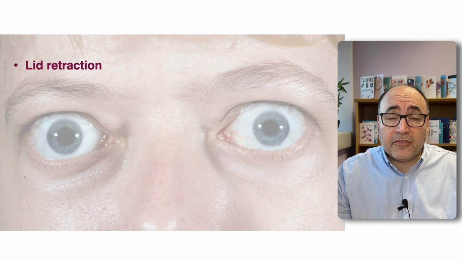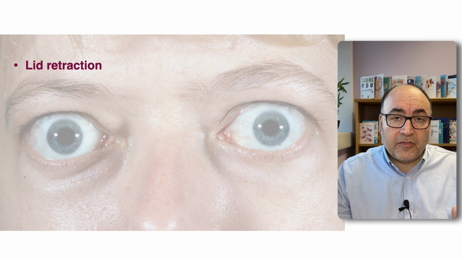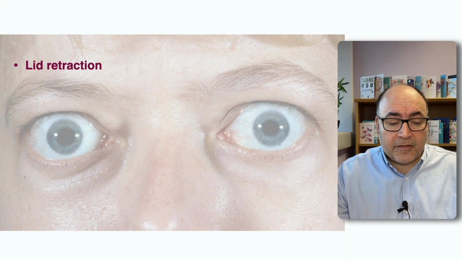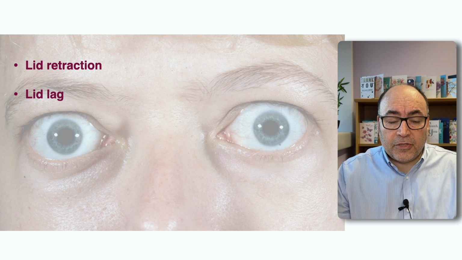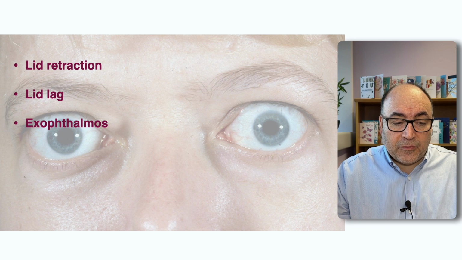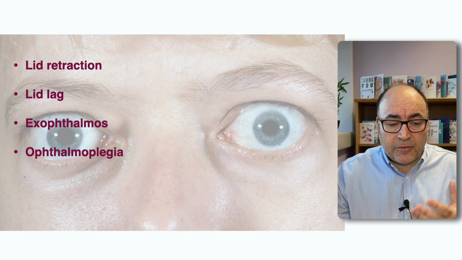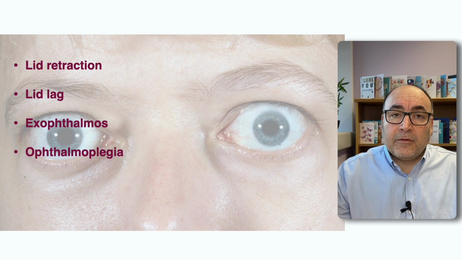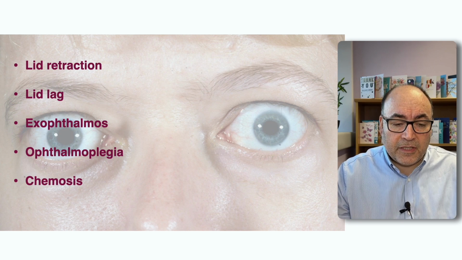Some of the other changes in the eye in the thyroid exam include lid retraction, as the name suggests, and this is a static thing. Its dynamic equivalent is lid lag, which I'll show you in the examination shortly. Exophthalmos, which we've mentioned. Then there's a degree of ophthalmoplegia, so there's diplopia to do with a range of eye movements, and then chemosis, which is edema of the conjunctiva in very severe cases.